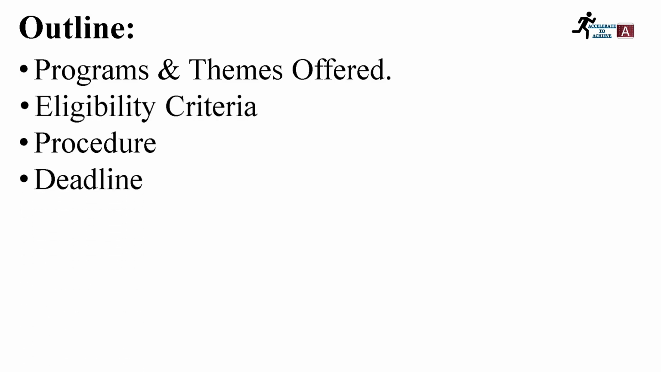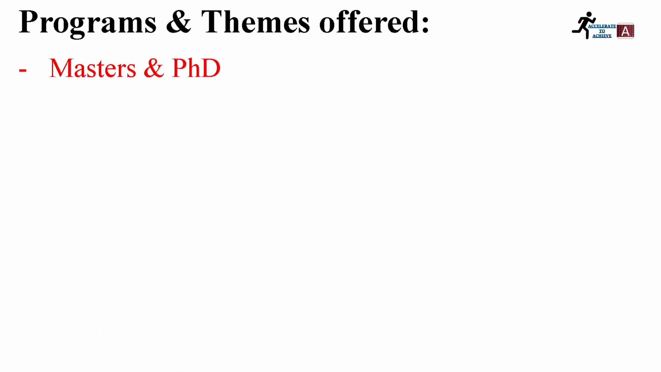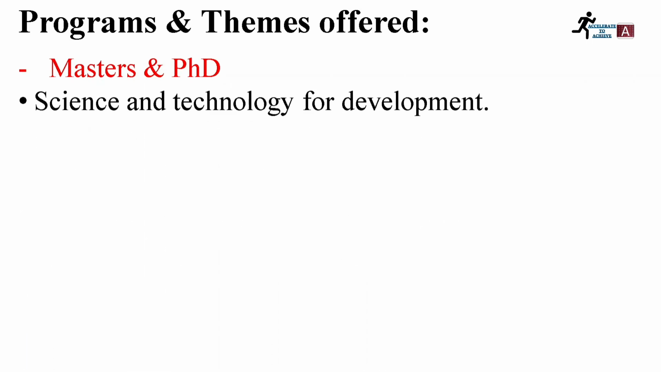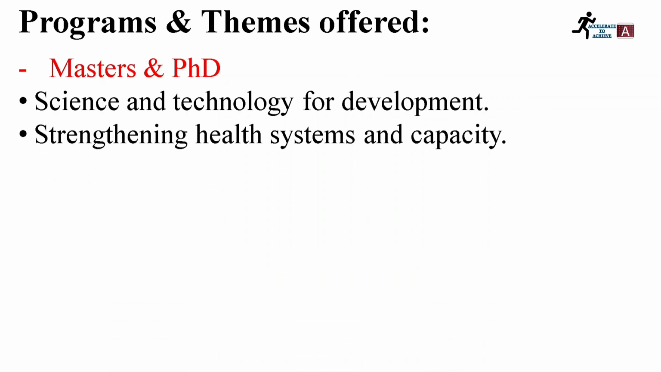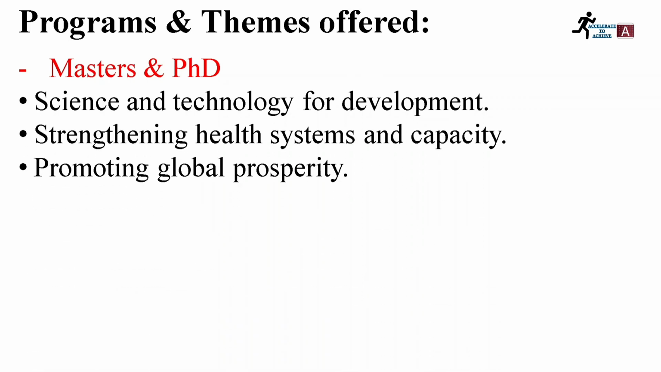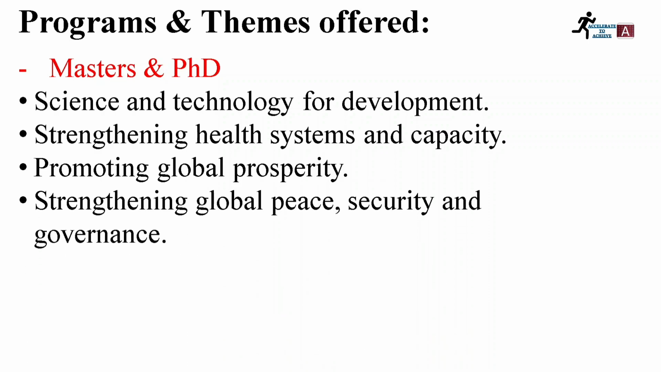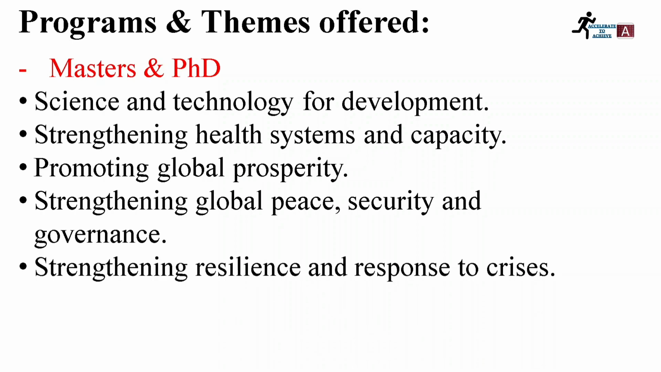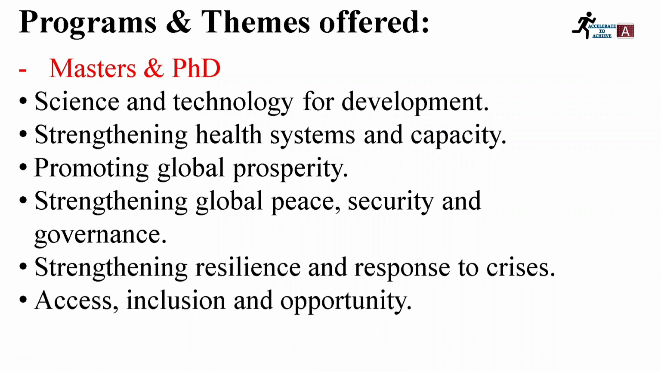So let's get started. This scholarship is for Masters and PhD program, and there are 6 themes in which you can apply. One of them is Science and Technology for Development. Second is Strengthening Health System and Capacity, Promoting Global Prosperity, Strengthening Global Peace, Security and Governance, Strengthening Resilience and Response to Crisis, and the last one is Access, Inclusion and Opportunity. So you can apply in any one of these 6 themes for your Masters or PhD program.